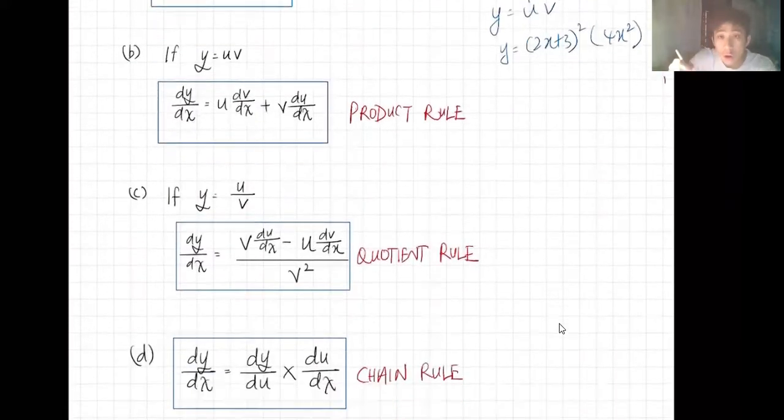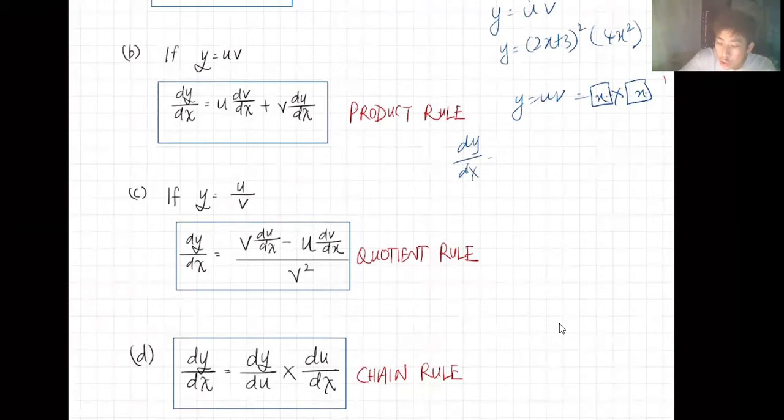The formula for the product rule is, you see here, dy/dx, when you have y equals uv. uv basically means you have something on the left and something on the right, with x, then times together. What is your dy/dx? What you do is you copy u, you differentiate v. Means you copy the first, differentiate the second.